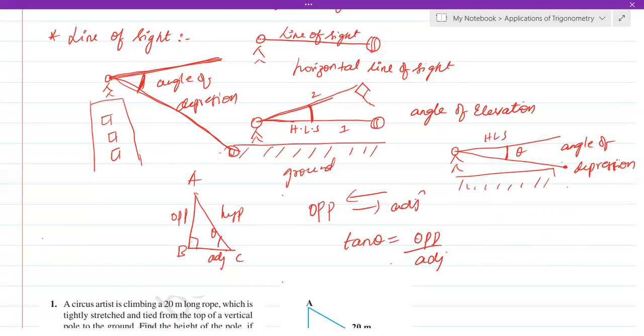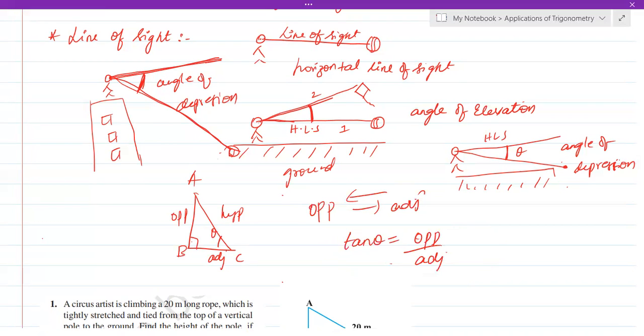So remember, this is the most used in the applications of trigonometry, because in most of the questions, the opposite side value will be given and the adjacent side value we have to find. Or vice versa: the adjacent side value will be given and the opposite side value should be found. In that case, we're going to make use of tan theta. Sin theta and cos theta, we use very rarely.